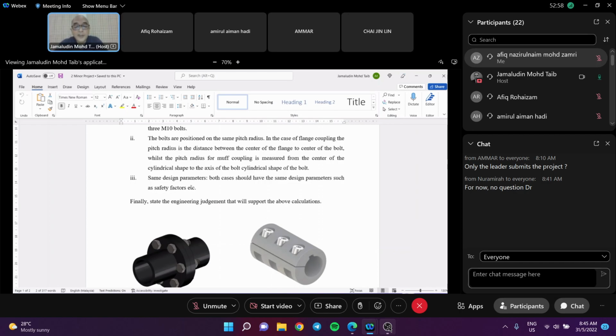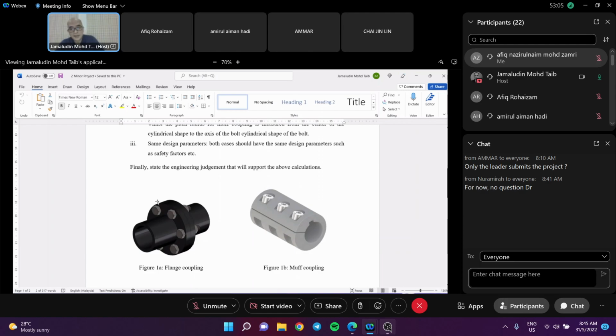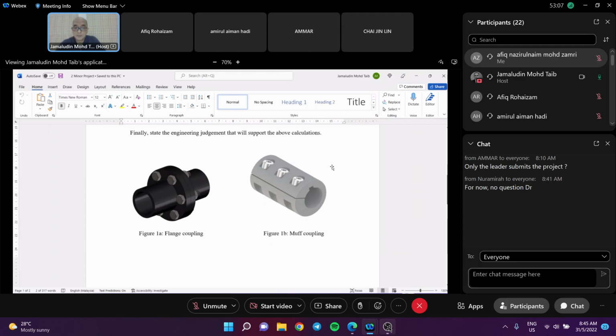Finally, what is the safety factor? Maybe what is the load? Maybe find out, if I just give a clue here, based on my judgment.